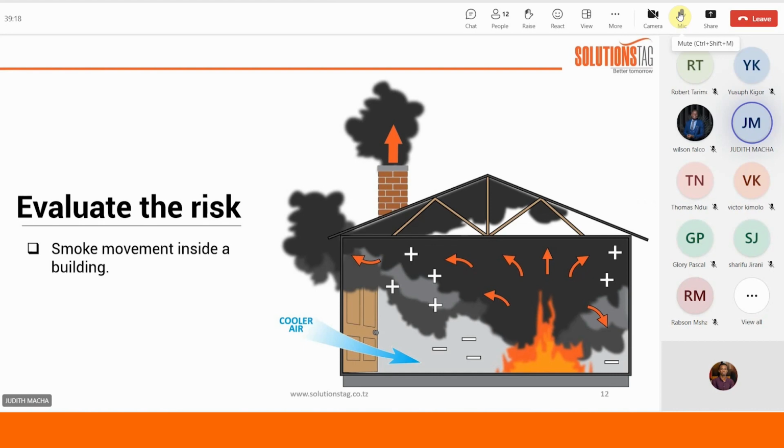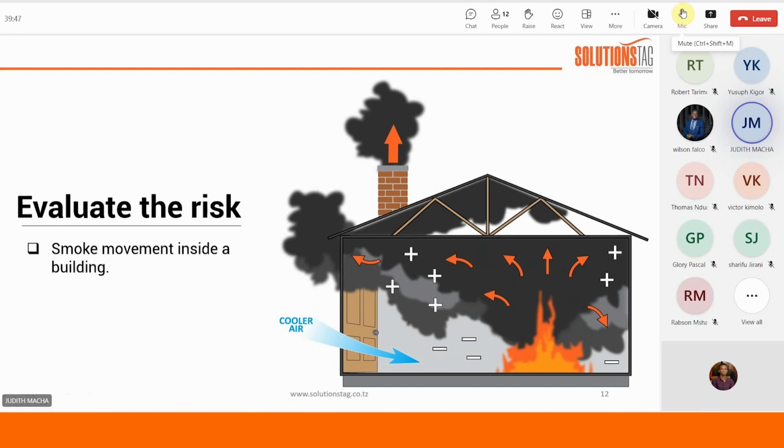So this is an example of evaluating the risk. Probably we have smoke movement inside the building. As we see in this picture, when a fire starts, the smoke usually goes up. Now you need to get out of this building. How can you move from this area, maybe going to the emergency door? How can you move?